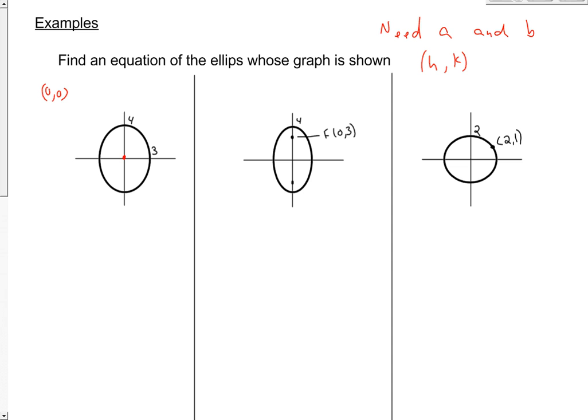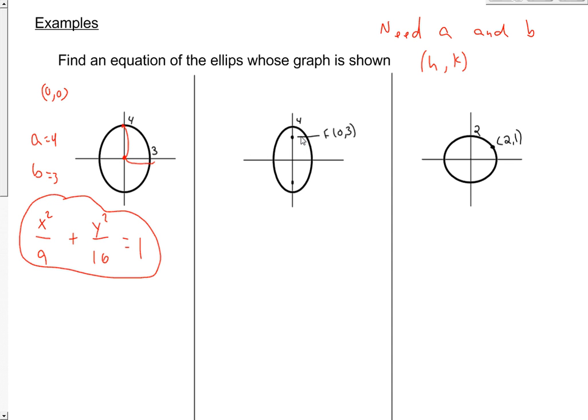So from here, 0 to 4 is 4 units. So A equals 4. From 0 to 3 is 3 units. So B equals 3. And this is a vertical ellipse, which means A is going to go under the Y. So we have x squared, and I'm not adding or subtracting anything because our center is at 0, 0, over b squared, so 3 squared is 9, plus y squared over a squared, so 4 squared is 16, and that's equal to 1. And that's our equation.